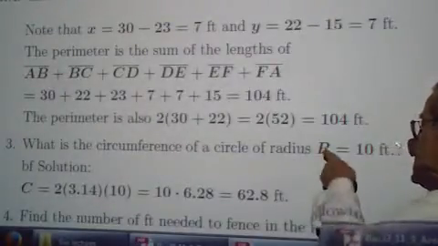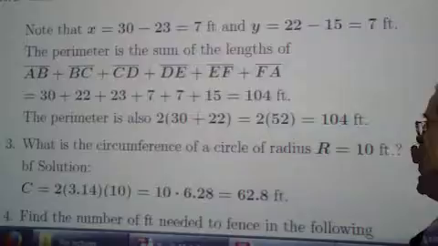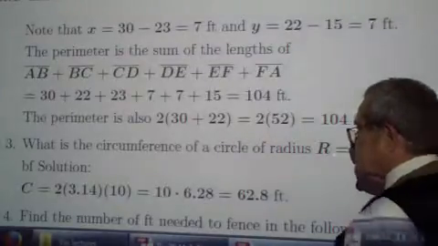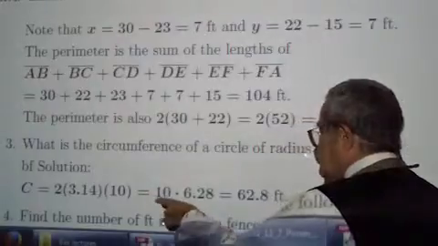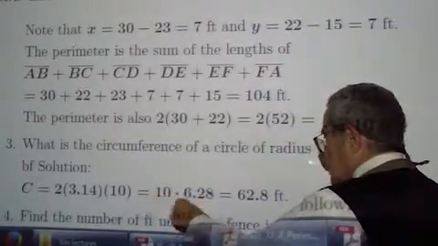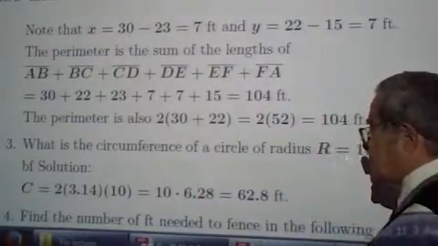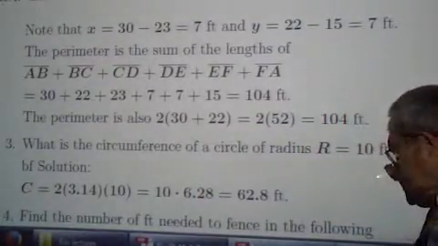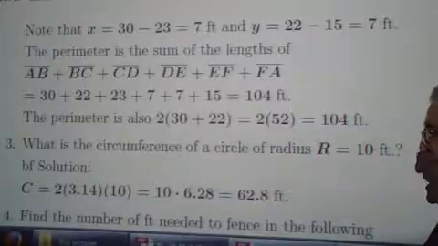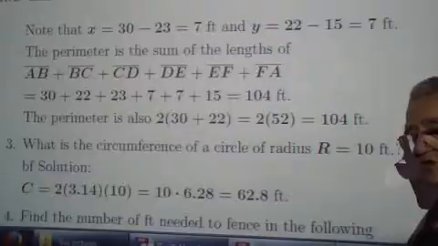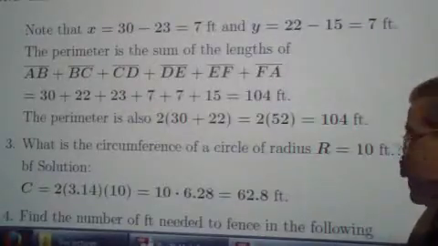Then, what is the circumference of a circle of radius 10 feet? It is 2 pi times the radius. So 2 times 10, 20 times 3.14, or 10 times 6.28, 62.8 feet. You should have come up with that number, so you shouldn't have too much to copy.